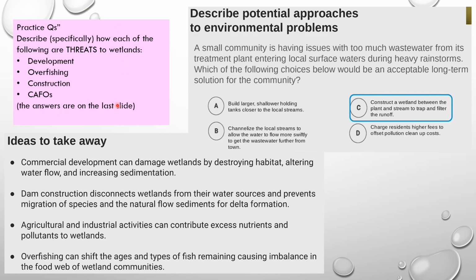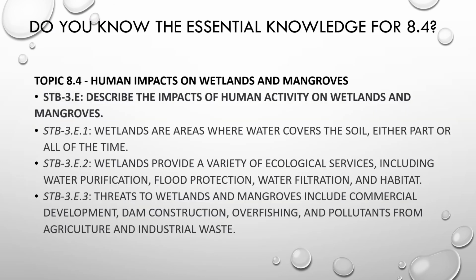So I gave you some practice questions in pink, and the answers were all in the last slide. So you can pause and ask yourself. And then another really good practice multiple choice question on AP Classroom and the ideas to take away. That is the end of us covering 8.4 on human impacts on wetlands and mangroves. Here are your essential knowledge statements. And that's the end of this section.